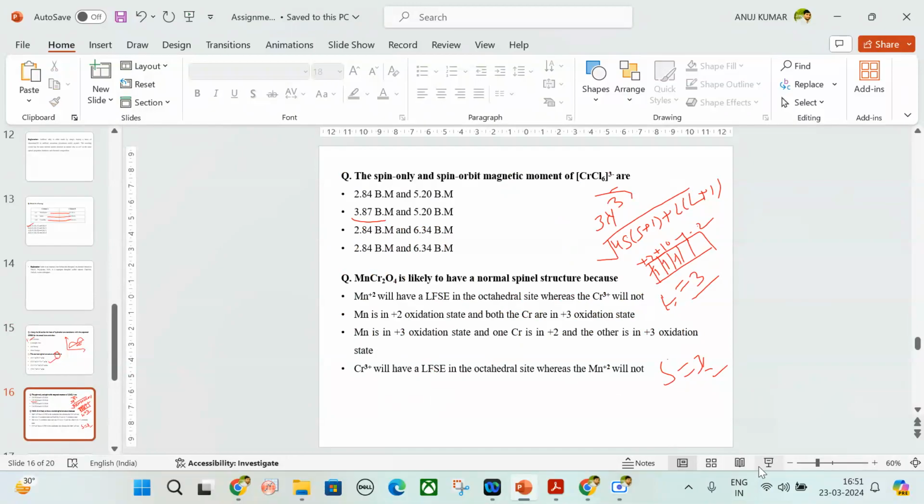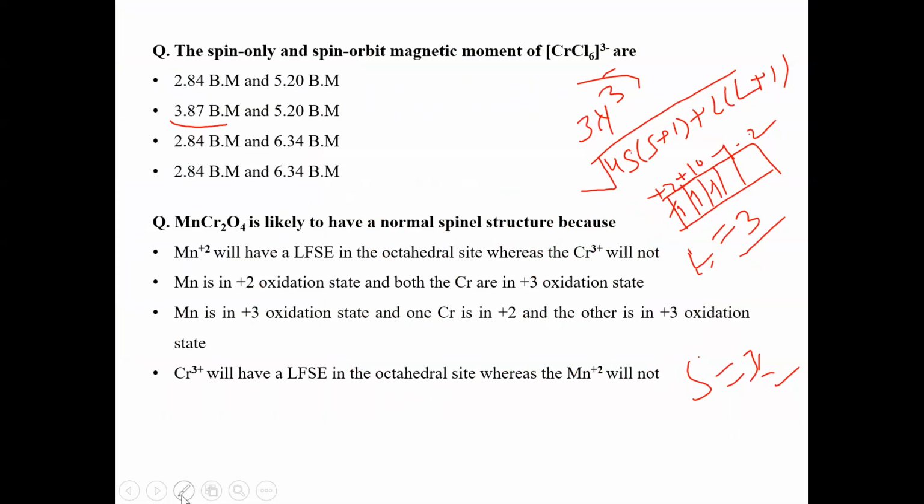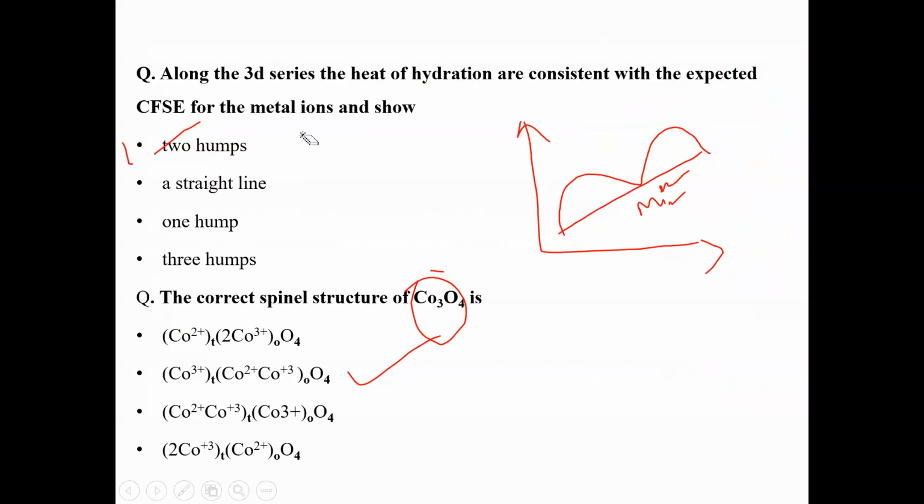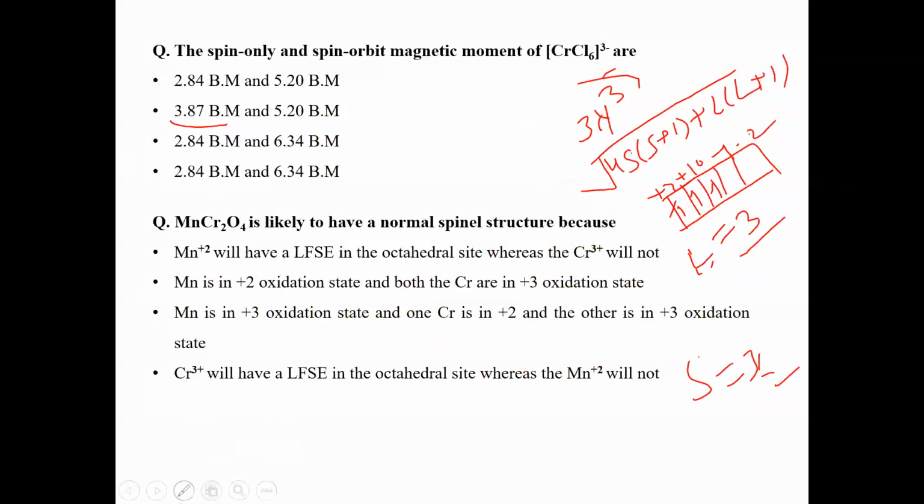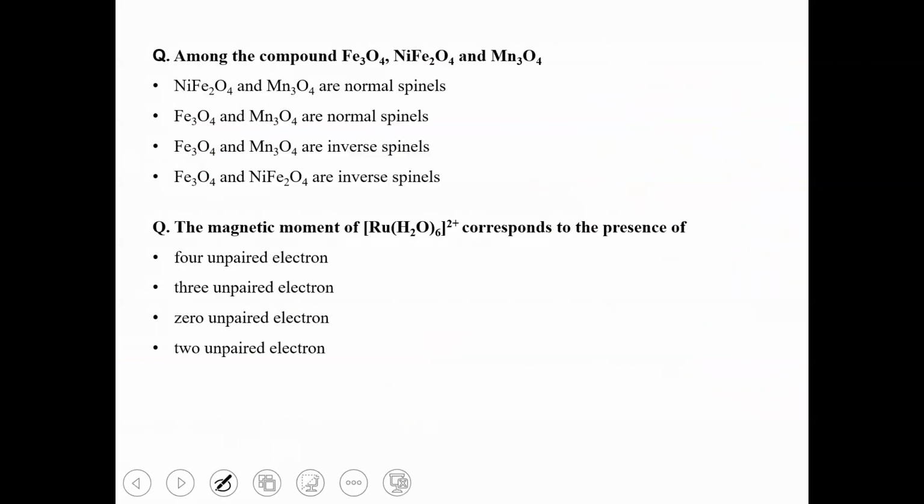so in the first one, you are getting this value, that is 5.20. Okay, you can calculate easily. Okay, and in the second one, this will be the right answer as I have explained it many times. Okay, among the compounds, just identify the normal spinels and inverse spinels. Okay, follow the same procedure and you will be getting the answer.